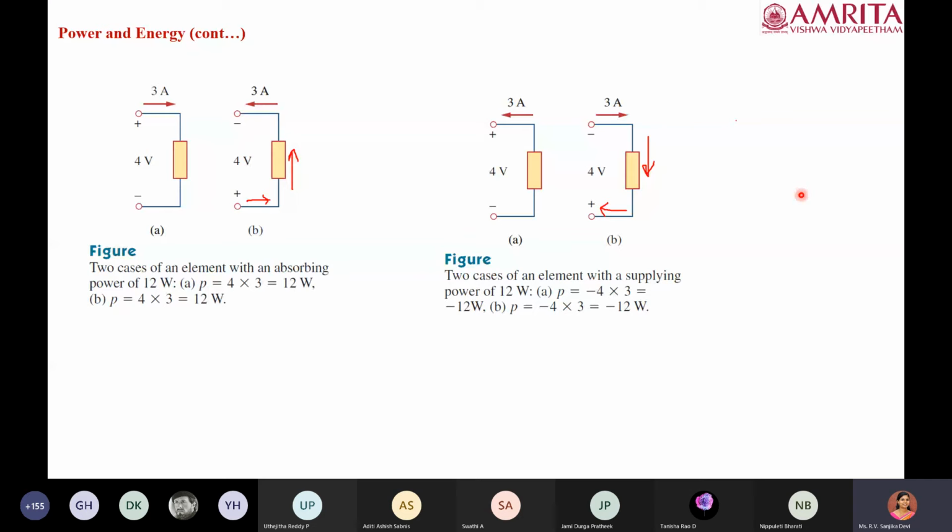Next we will see a numerical, which will help you understand how to compute the power and whether it is supplying or absorbing the power. As I told in the last class, the numericals you will do parallelly with me in the class, and the practice problems you will take as homework and complete before you come for the next class. So we will see the numerical.